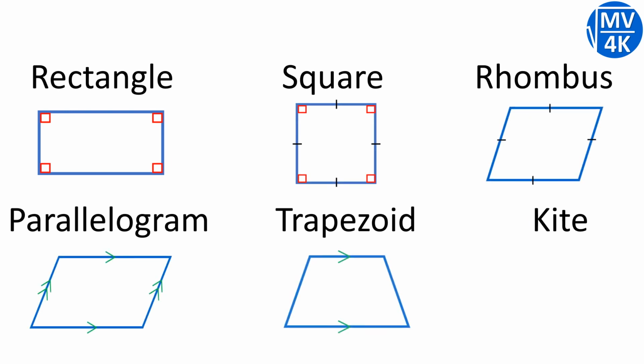And so in summary, we have 6 types of quadrilaterals. Rectangles have 4 90-degree angles. Squares have 4 90-degree angles and 4 congruent sides. A rhombus has 4 congruent sides. A parallelogram, 2 pairs of parallel sides. Trapezoids have 1 pair of parallel sides. And in a kite, the adjacent sides are congruent.